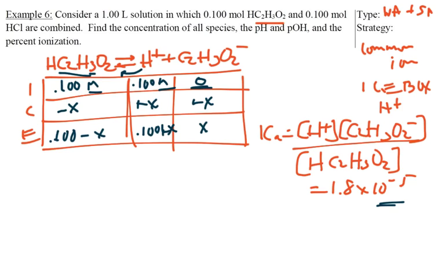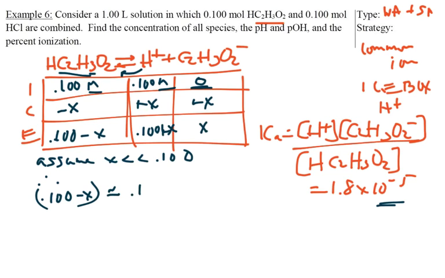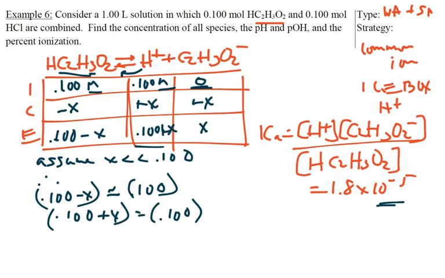So it's going to make X even smaller. The assumption we're going to make is that X is much smaller than 0.100. Therefore, 0.100 minus X is approximately 0.100, and 0.100 plus X, as our final value of the H plus, is also about 0.100. So the only X we're actually going to calculate is that one. Let's go ahead and do our ICE box.